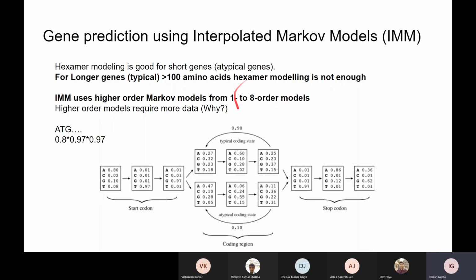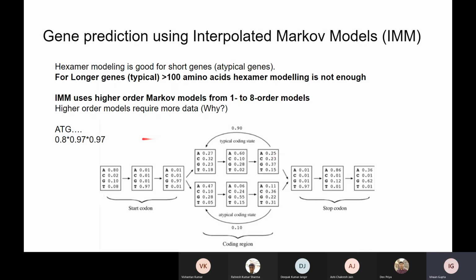So an 8-order Markov model would be looking at what k-mer size? 7 or 8? 9, sir. Right, 9. All right, good. So now, how do these models work?